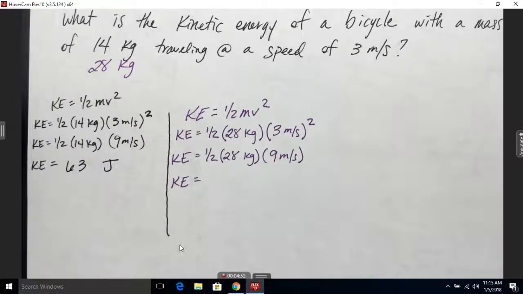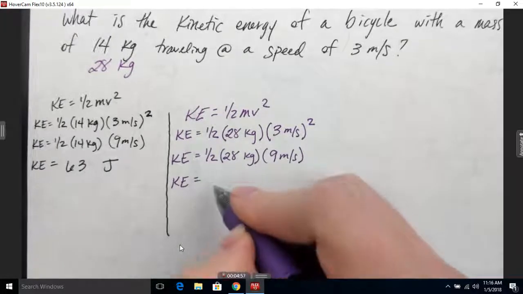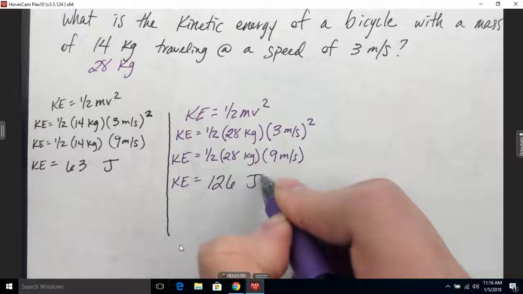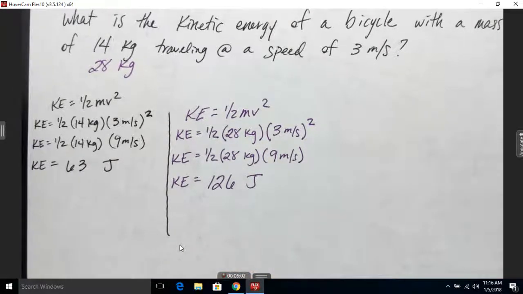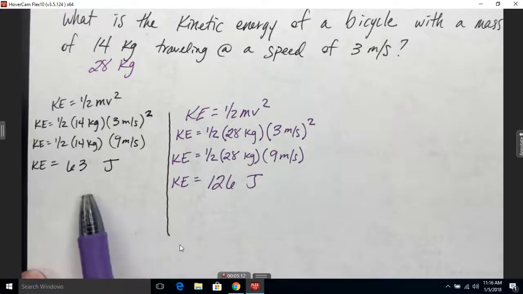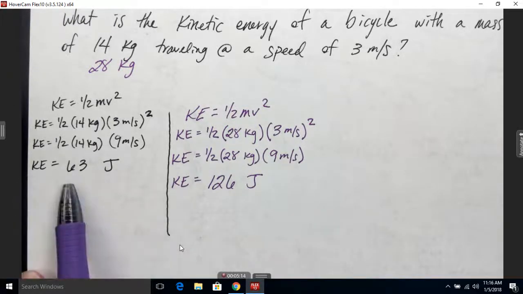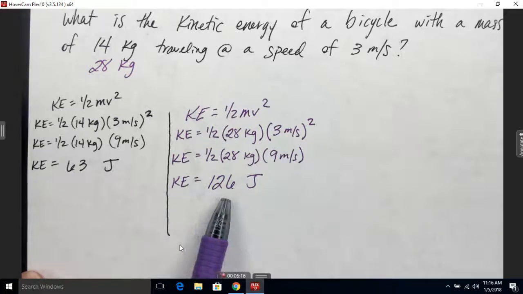What did you get? 126 joules? That is correct. Who didn't get that? Everybody understand how to get that? Okay, so we went from 63 joules to 126.